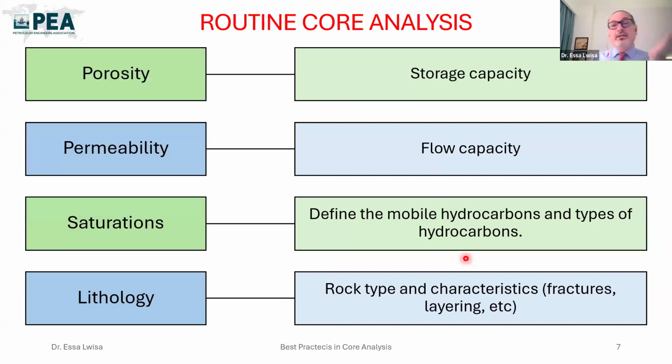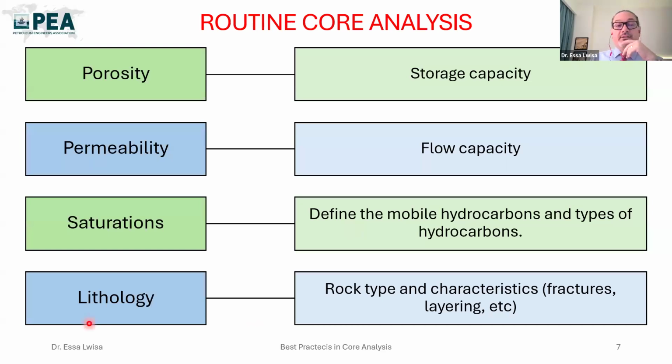As I said, in core analysis, we have routine core analysis, and we have special core analysis or advanced core analysis. For routine core analysis, we call it RCA. What we measure is porosity, meaning the storage capacity of the rock sample. And then we also measure permeability. Permeability is the flow capacity of the core sample. And we study the saturation of oil, gas, and water. Of course, we directly measure the saturation of water, and then we calculate the saturation of hydrocarbons, meaning oil. I will talk about that in more detail later on.